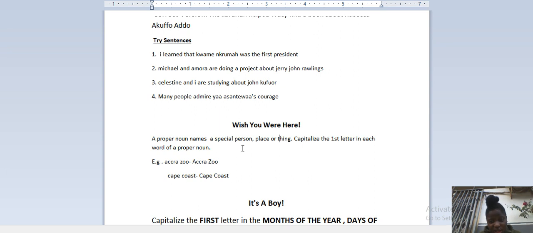I'm going to read this section once again. A proper noun names a special person, place, or thing. Capitalize the first letter in each word of a proper noun. So we have some examples over here. Accra Zoo, all right, it's the name of a special place. Now let me explain this very simply for you to understand. A zoo is a place where animals are kept for safety, for protection, and for tourist attraction.